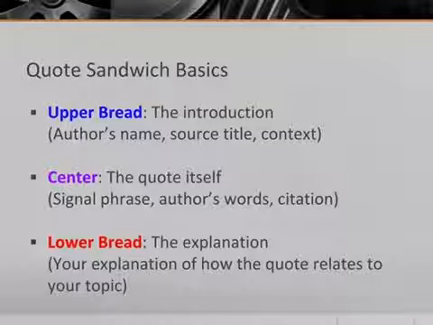If you saw our last video, this should look familiar. These are the three parts of the quote sandwich. The top, which consists of the introduction, author's name, source title, context. The center of the sandwich, which is the signal phrase, pronoun and reporting verb to introduce the quote itself, and the parenthetical citation. Finally, there's the bottom of the sandwich, which consists of your explanation of the quote's relevance.